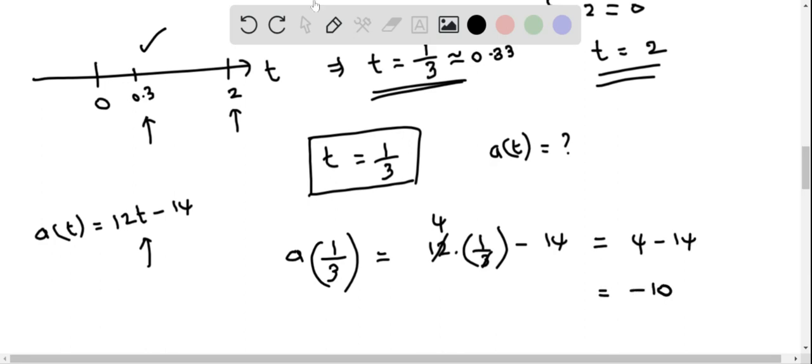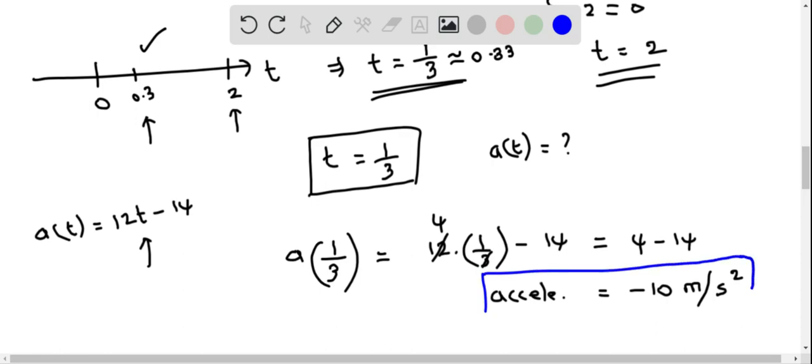And the unit of this is meter per second squared, which is the unit of acceleration. So we have determined the acceleration, which equals minus 10 meter per second squared when the velocity is 0. That is at the first instant when the velocity is 0.